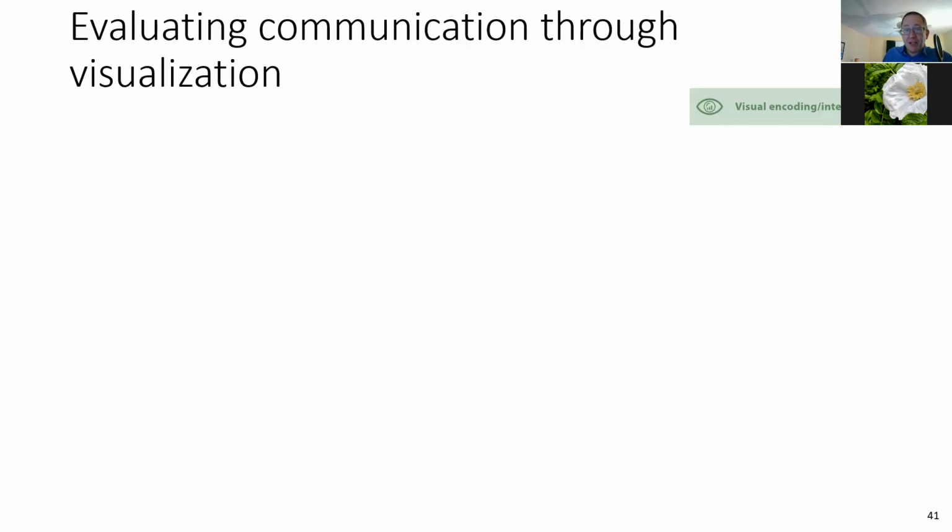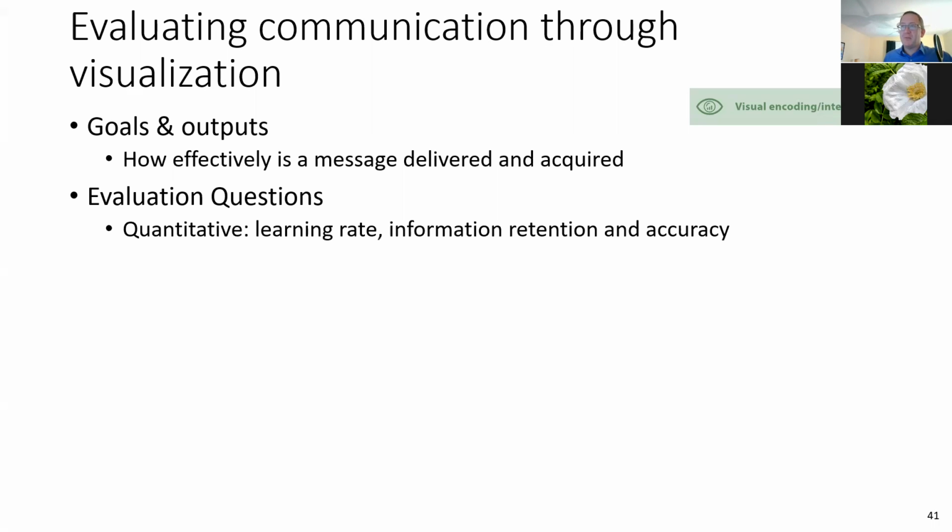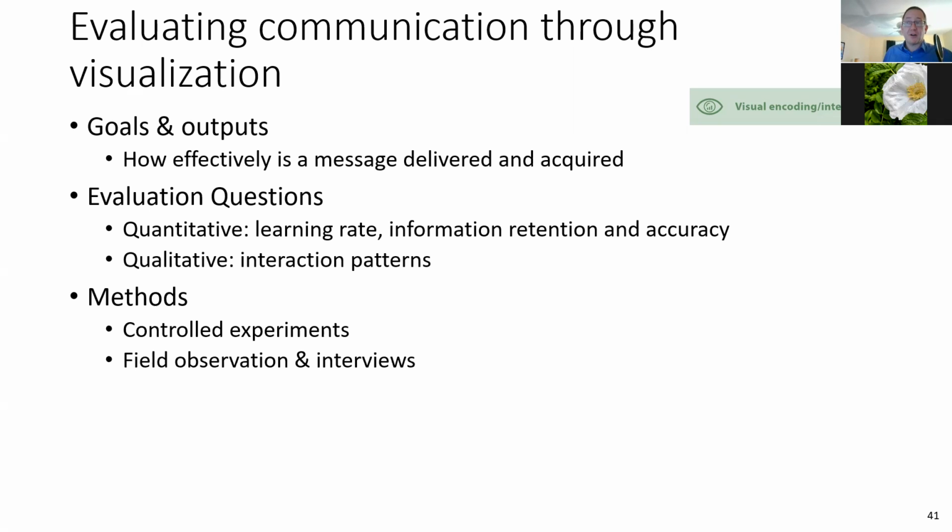We can figure out communication within the visualization, how I go from the designer to the user. This could be things like how effective is my message delivered, and it could be quantitative: my learning rate, how fast I learn certain things I want to learn, how accurate my understanding is. It might be what interaction patterns I have, how long I use it for, what things I clicked on. And our methods often are controlled studies or field observations, interviews.